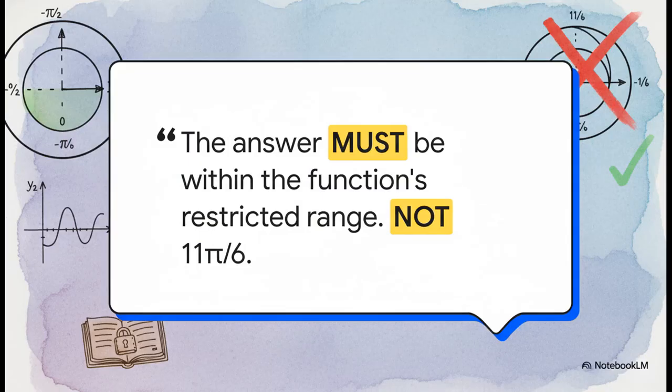Now, this is so important. This is the number one trap. You might be tempted to say the answer is 11 pi over 6. And you know what? The sine of 11 pi over 6 is negative 1/2. You're not wrong about that. But that angle is outside our mandatory restricted range. It's illegal. You have to give the answer that's inside the bubble, which is negative pi over 6. Please lock this concept down.